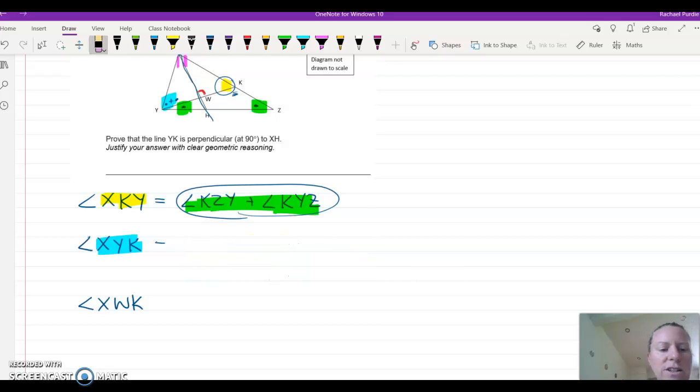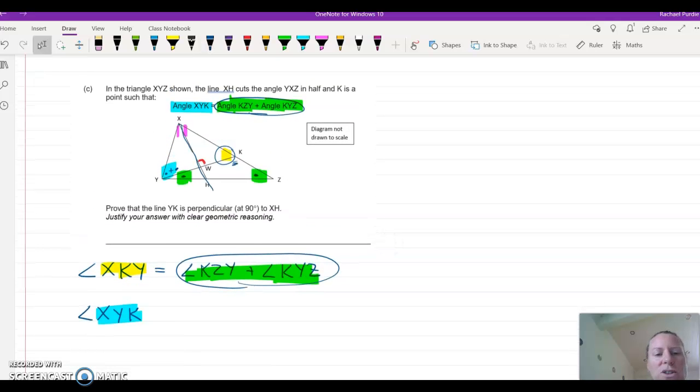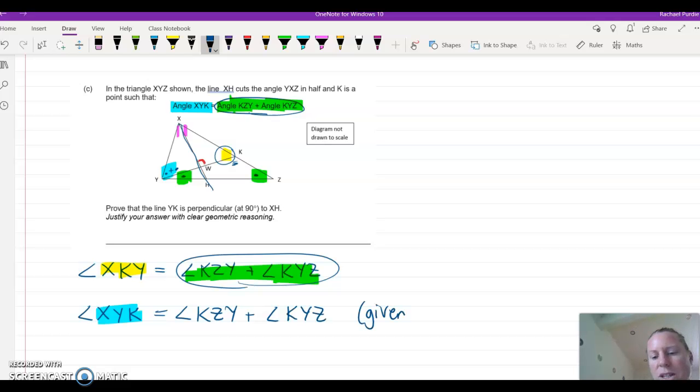Alrighty-o, so sorry, I just jumped ahead there and then I've just jumped back again because I've realised I did more than I needed to, which is fine because in this 3-hour exam you can take your time, can't you? You've got 3 hours to do this. Okay, so you've got your yellow angle being the two green together, added together. Of course, we're told right at the beginning that our blue angle here, XYK, is also angle KZY plus angle KYZ. Okay, and we tend to write given, and that means that information was given to us at the beginning of the actual problem. So check it out.